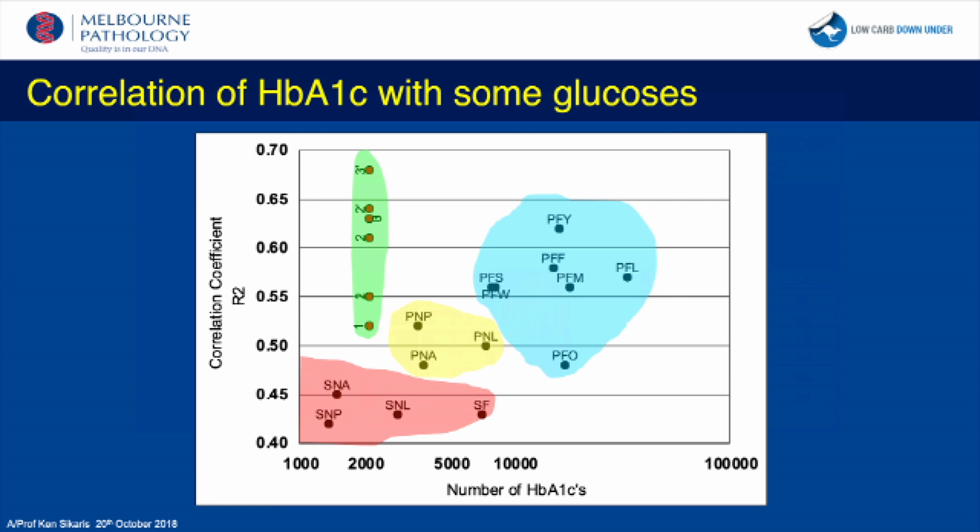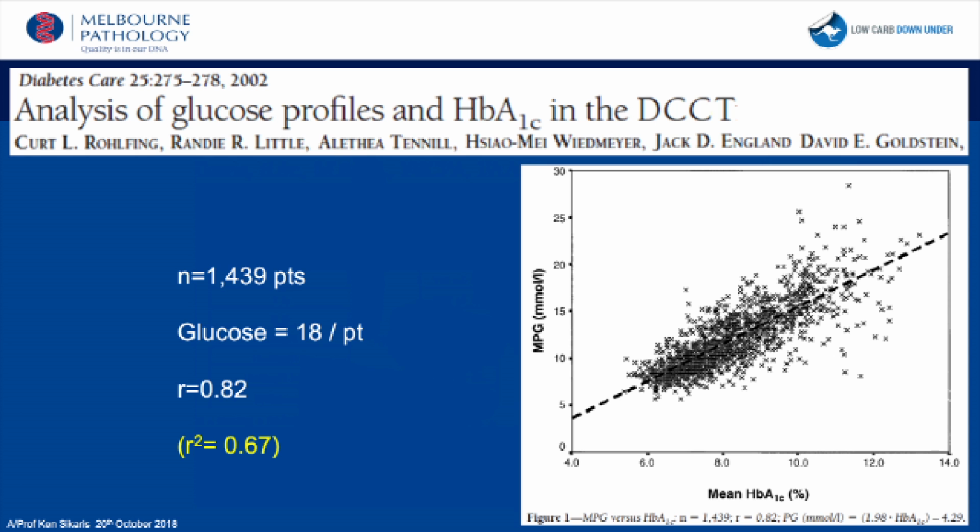So 70% of the A1C is now predictable by 3 glucose levels, rather than 50% by 1 glucose level. And now in the DCCT study, which was a study of type 1 diabetics, every patient had 3 or 4 glucose levels a day with a glucometer, and it'll run over several days. So they had 18 glucose levels on every patient, which they compared against the hemoglobin A1C.